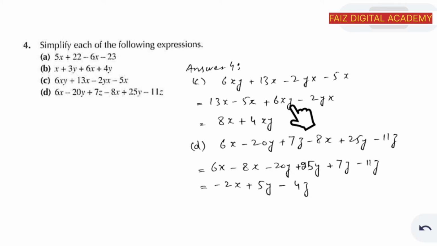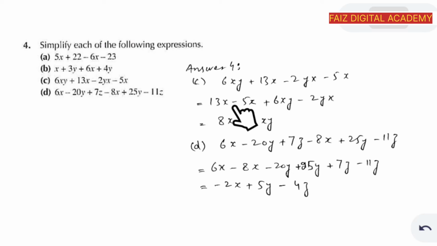These are not different terms, because 6xy also contains the x and y variables, and 2yx also contains the y and x variables. We can write them as 2yx or 2xy. There is no difference between these two.